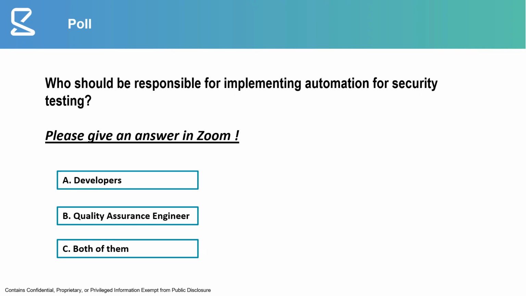To be responsible for implementing automation, it should be both of them. Because everyone has a different strong part of the automation, so they can help each other to create a great product.